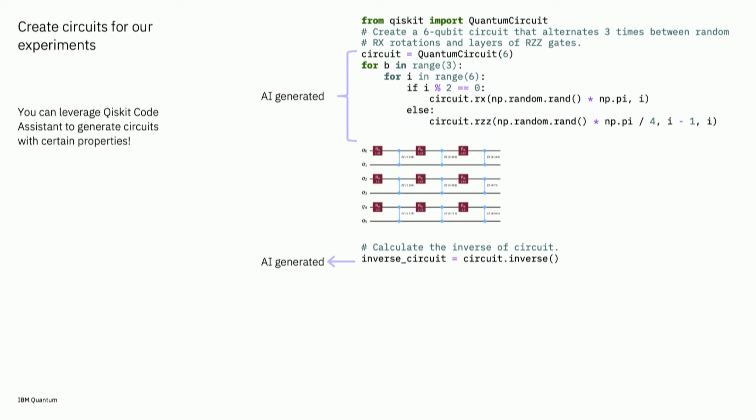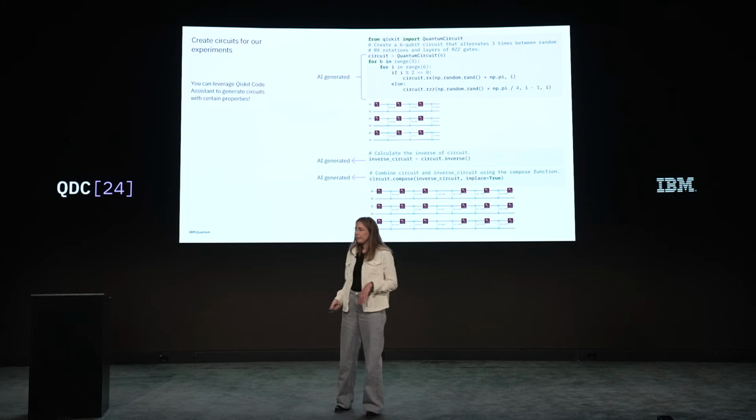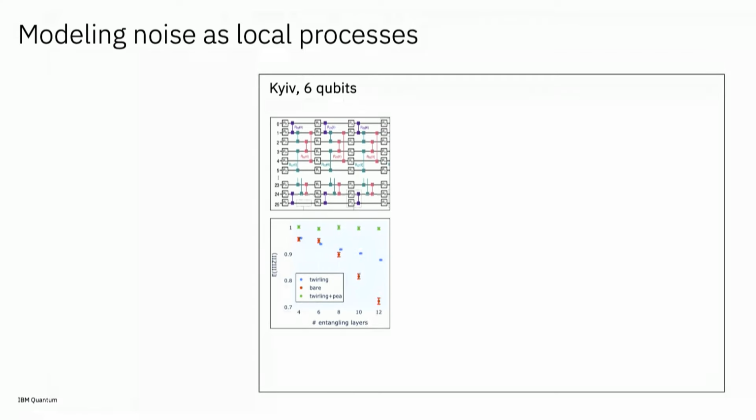We then asked the Qiskit Code Assistant to invert that circuit, and finally we asked it to compose the two circuits. So we end up with a circuit that has a mirror structure, as we can see in this plot. Now that we have those circuits, we're going to run them on an IBM QPU. This is not showing exactly the circuit that I just showed, but it had the same structure. So we knew that the expectation values should be 1.